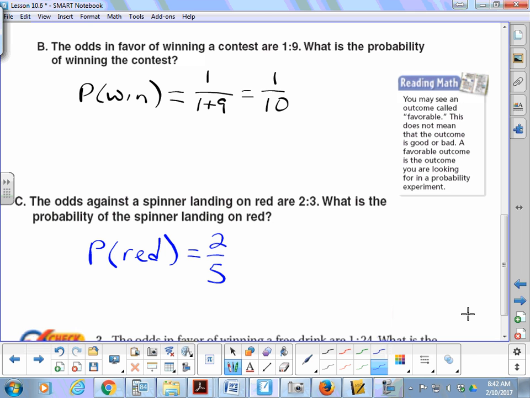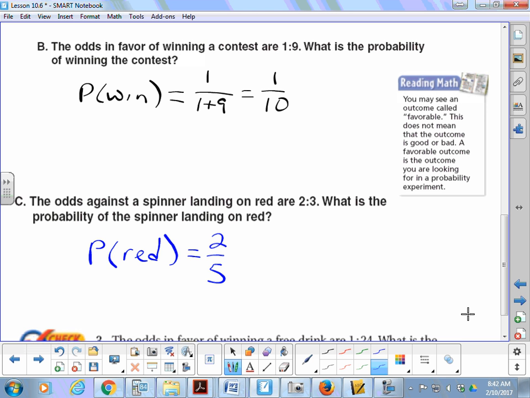Okay, so with odds, once again, remember that the two numbers together add up to the total. So when I change odds to probability, like in this case, I have 2 plus 3 is 5. That's going to be my denominator. So you have to remember that when we're in odds, we add the two to get the total. With probability, the total is in the denominator.